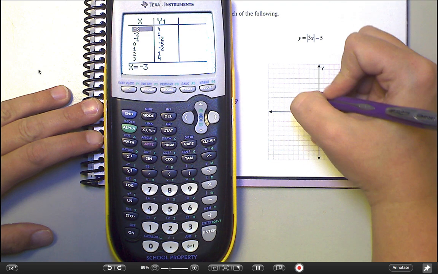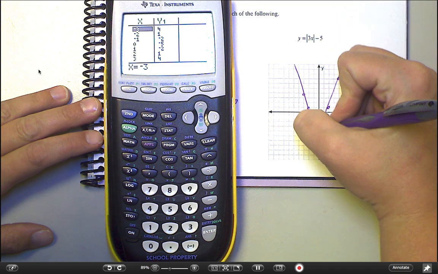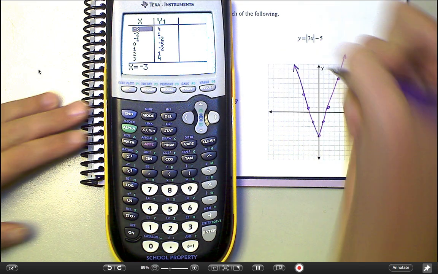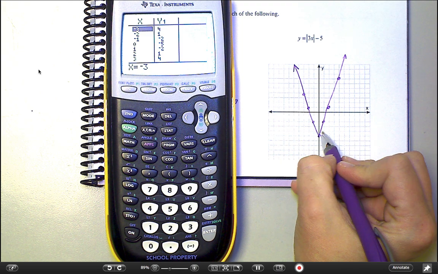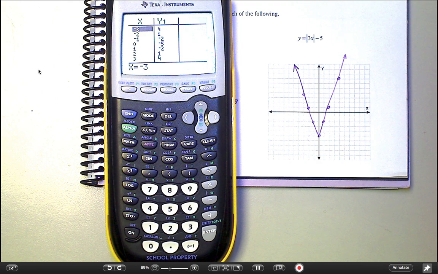Okay. So again, there's no hard and fast rule about how many points you have to draw, just enough to make sure that your V is located in the correct spot. And I would try to make sure that you locate that vertex because that's a good point for you to be able to see. Okay, that's really about it for this part of the lesson.